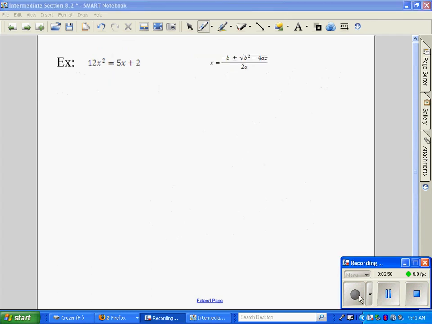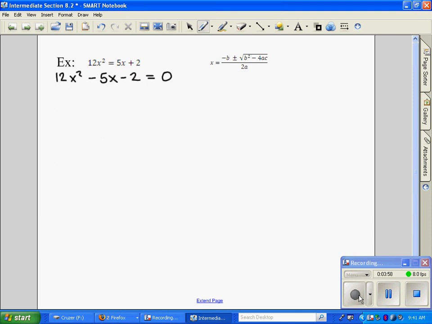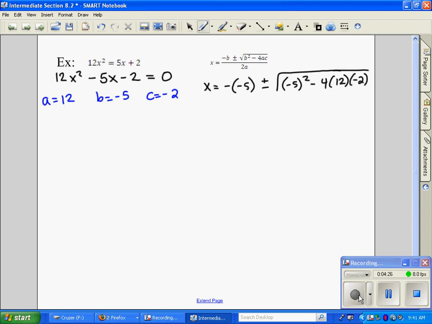Okay, our last example, we're going to move everything over. We're going to get 12x squared. We're going to subtract 5x and move it to the other side, and we're going to subtract 2, so that now we have it all set equal to 0. And we're ready to name our a is 12, b is negative 5, and c is negative 2. x equals negative b plus or minus the square root of b squared minus 4 times a times c, then all of that divided by 2a.